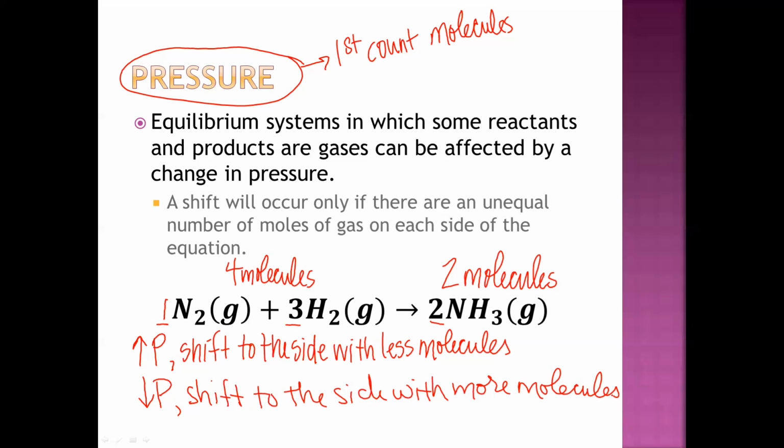So if the pressure goes down, that means there's not enough pressure anymore. So you shift to the side with more molecules so that you can make up for all the pressure that you lost. And that's because more particles means more pressure, because of collision theory.